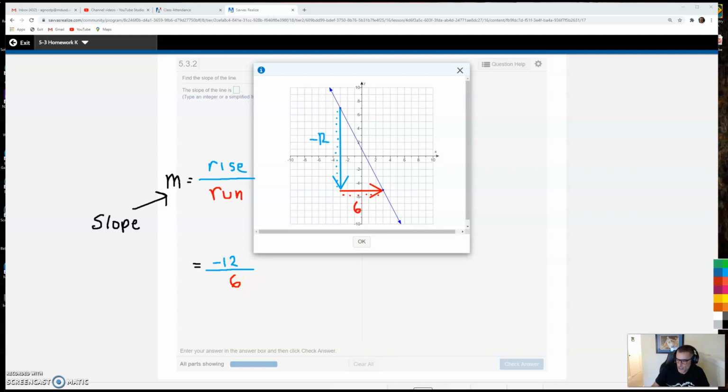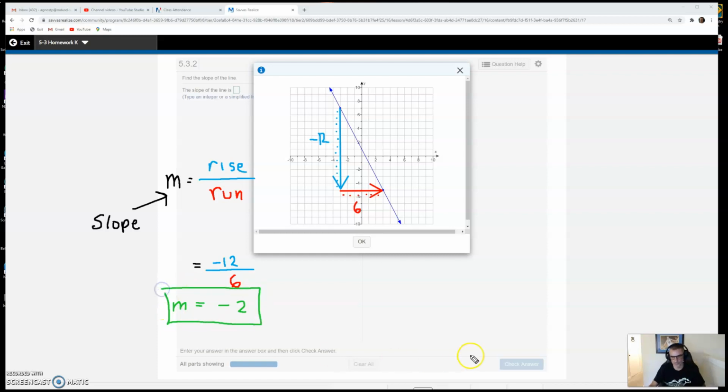And remember, again, that's just a division problem. It means negative 12 divided by 6. A negative divided by a positive is negative, and 12 divided by 6 is 2. So in this situation, the slope of our line is negative 2. And what that means is we go down 2 units for every 1 unit we move to the right. And again, you can see that on the graph. If I were to start at this point right here, I go down 2 over 1, down 2 over 1. And you can see that this pattern of down 2 over 1 perfectly matches my line.